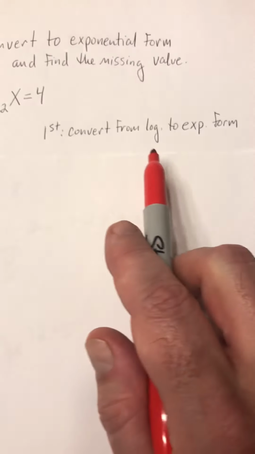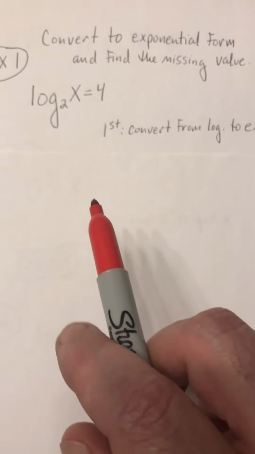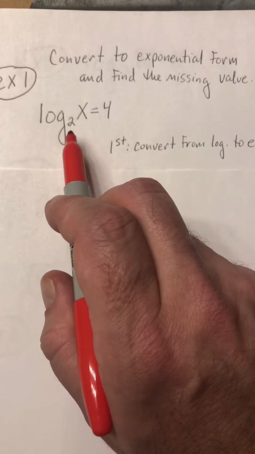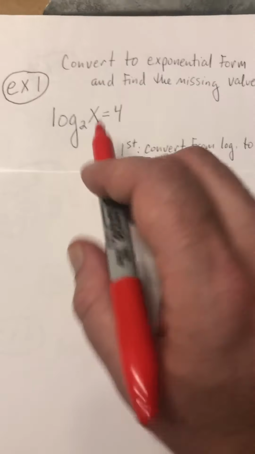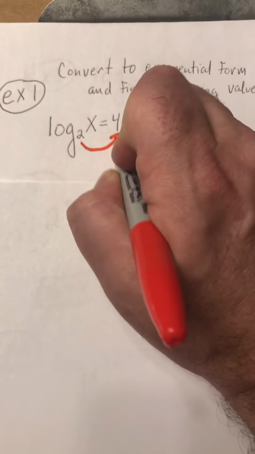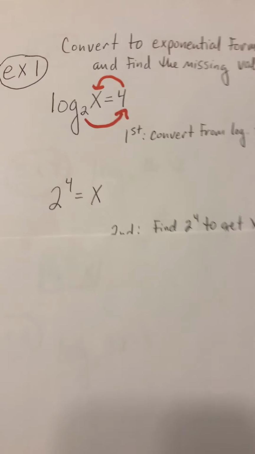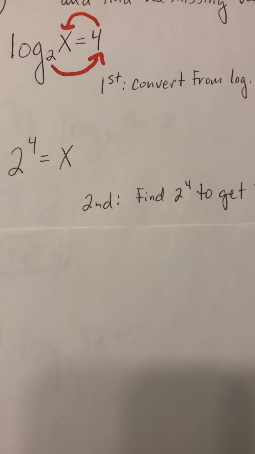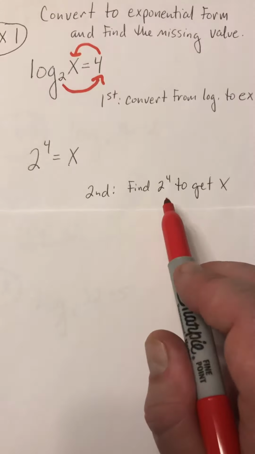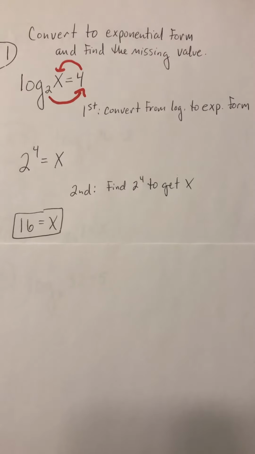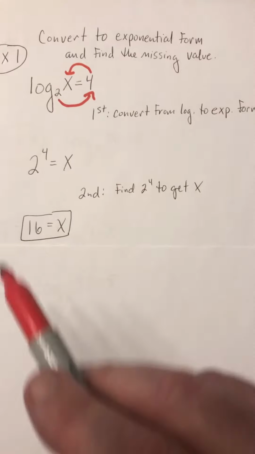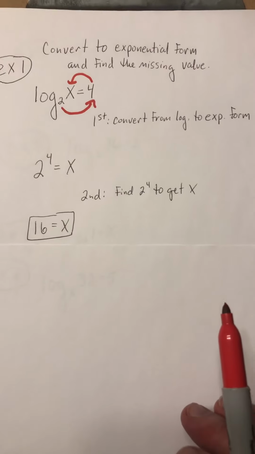So the first thing we want to do is we want to convert from log to exponential form. So given that this is log base b of y equals x, you would do the around the world trick. Raise 2 to the 4 and set it equal to x to get 2 to the 4 equals x, just like that. Once you do that, simply find what 2 to the 4th is to get x. Once you do that, you get x equals 16, because 2 multiplied against itself 4 times is 16.